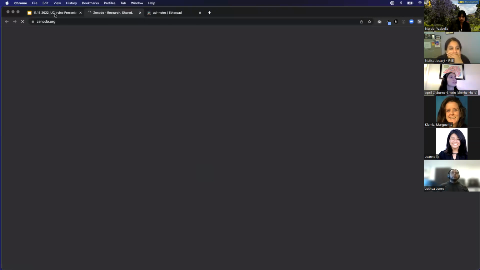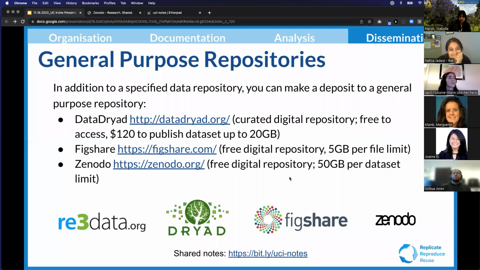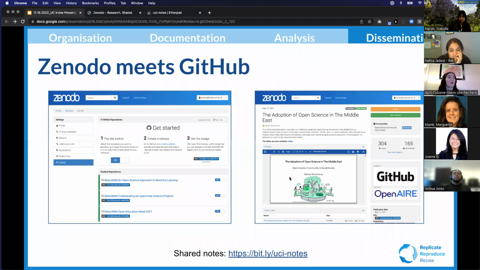Oops, I didn't mean to open Zenodo, but there you go. One of the benefits to using Zenodo is that it's integrated with GitHub. So we mentioned how you should share code that is necessary to reproduce your research. You can store that, as people often do, in a platform called GitHub and integrate that repository with Zenodo. So you have a release in Zenodo that gives you a DOI, so you can be cited for the code that you're sharing.